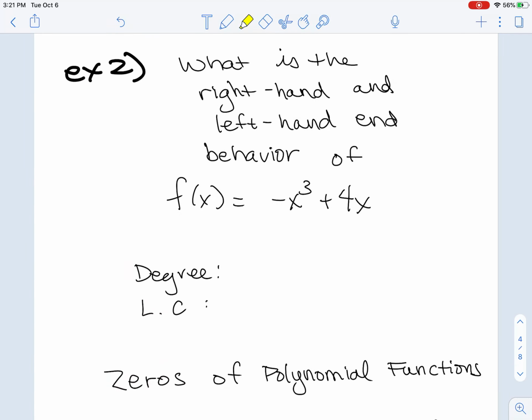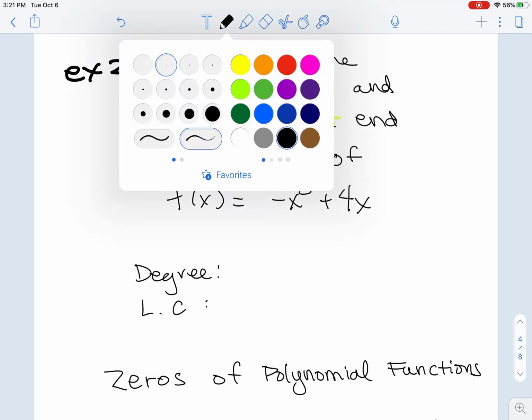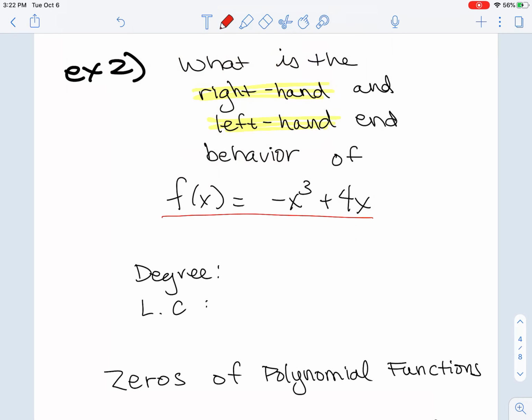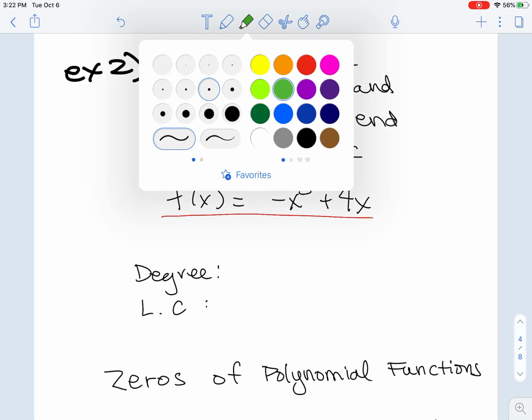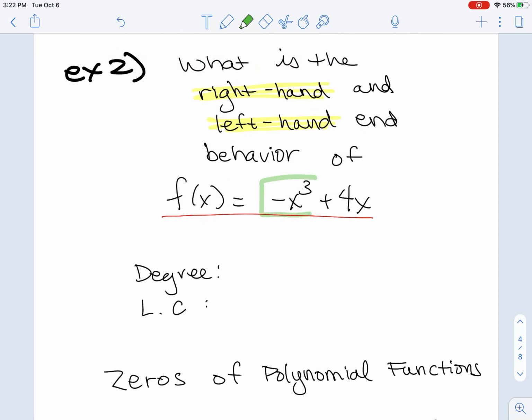So let's use what we just learned. What is the right-hand and left-hand behavior of f of x equals negative 3x cubed plus 4x? Now, when we're using that chart, I literally don't care about any other term except for this one right here, which is the biggest degree. So by this term, I can tell that our degree is 3. So that's odd. And our leading coefficient is negative. So it's a negative odd.